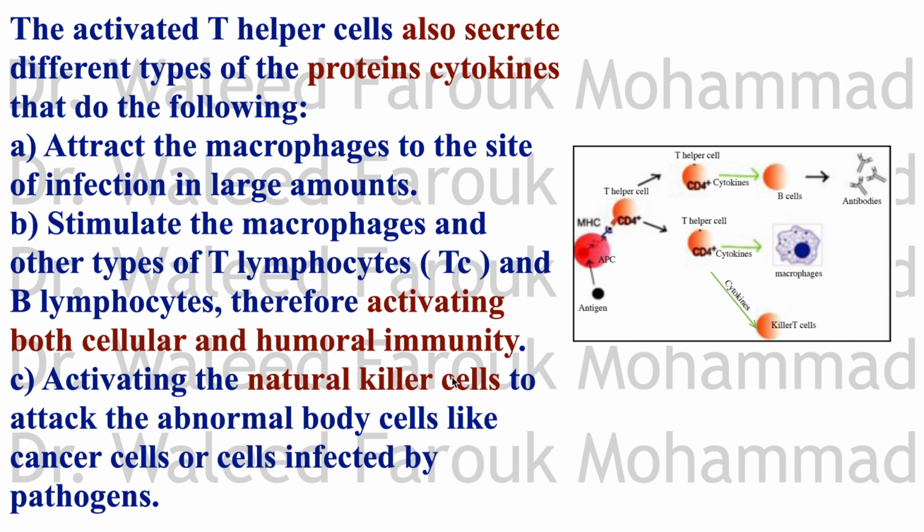يبقى تاني الactivated T helper cells will secrete protein cytokines. الcytokines دي بتعمل ايه؟ attract macrophages in large amounts and stimulate the macrophages and other types of T cells and B cells، يبقى thus activating both cell mediated and humoral immunity. وبعدين activates the natural killer cells علشان to attack اي abnormal cell موجودة في البادي، abnormal زي cancerous cell مثلا او cell infected by a pathogen.